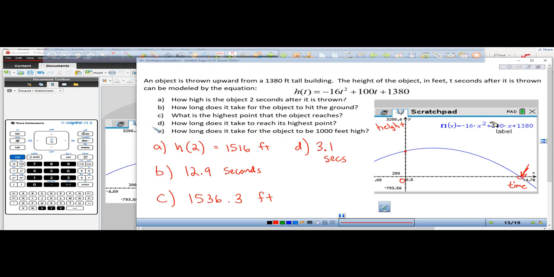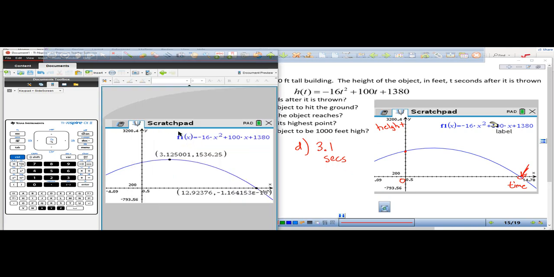Okay, that's part D. Let's take a look at part E. How long does it take for the object to be 1,000 feet high? So we want to know, when is the object 1,000 feet high? We want to go to tab, because we're going to graph 1,000 feet. So press tab. For function 2, we're going to type in 1,000. Press enter. So this red line here represents 1,000 feet.